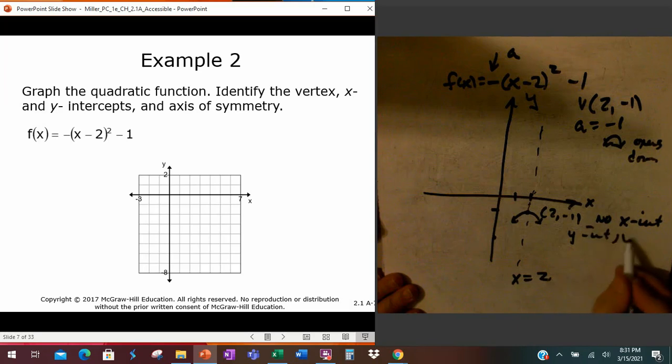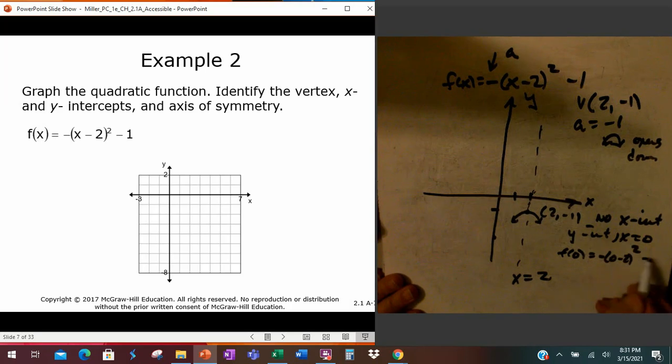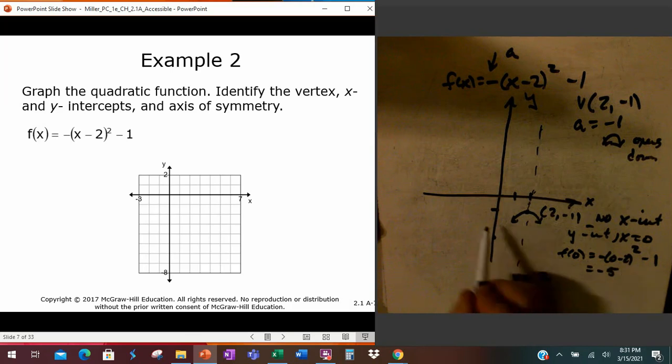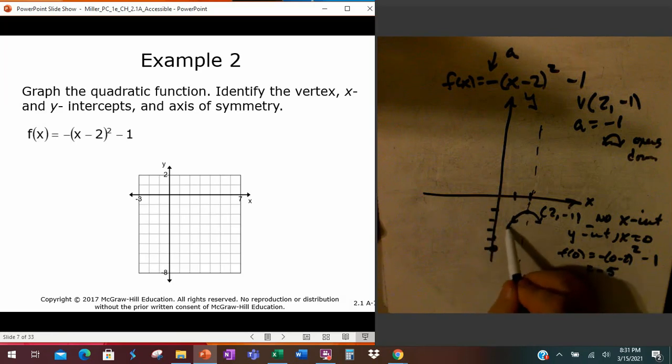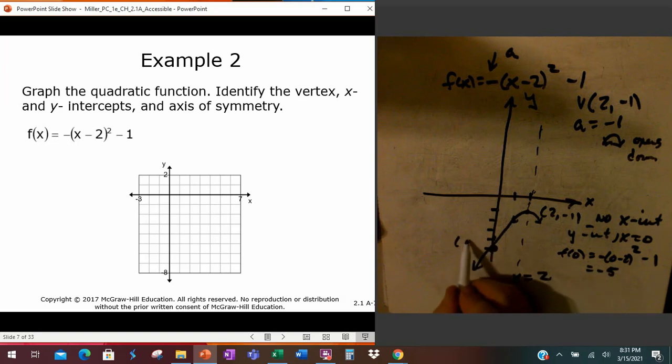And we do that by setting x equal to 0. So f of 0 is just negative (0 minus 2) squared minus 1. The negative 2 squared is plus 4. And here's the negative on the outside. So minus 4 minus 1 is minus 5. So down here, 1, 2, 3, 4, 5. Right there is going to be my y-intercept. So this is 0, negative 5.